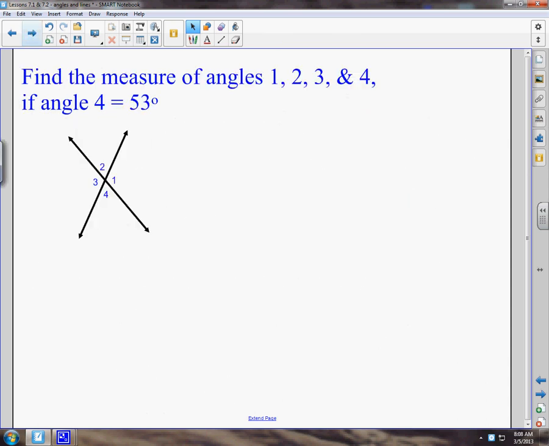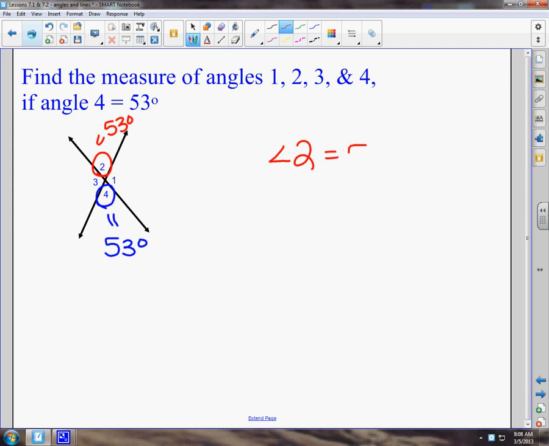All right, find the measure of angles 1, 2, 3, and 4 if angle 4 is 53 degrees. So, okay, angle 4 equals 53 degrees. Now think. What did I tell you is the exact same as angle 4? Well, you should have said angle 2. They are vertical angles and they're across from each other and they're the exact same. So now I know that angle 2 equals 53 degrees and I know angle 4 equals 53 degrees.